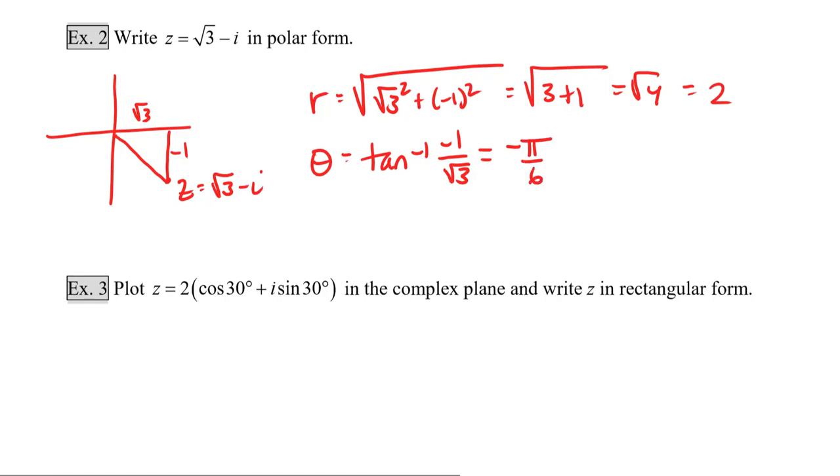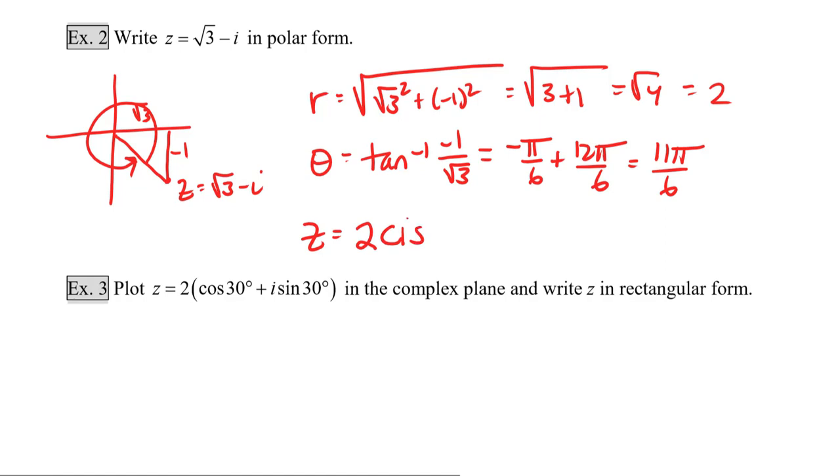But remember the constraint that theta has got to be between 0 and 2 pi. So I need to add 2 pi to get a coterminal angle that is between 0 and 2 pi. So I'm going to add 2 pi, which is 12 pi over 6, and I get that theta is equal to 11 pi over 6. So we can say that z is equal to r, which is 2, cis theta, which is 11 pi over 6.